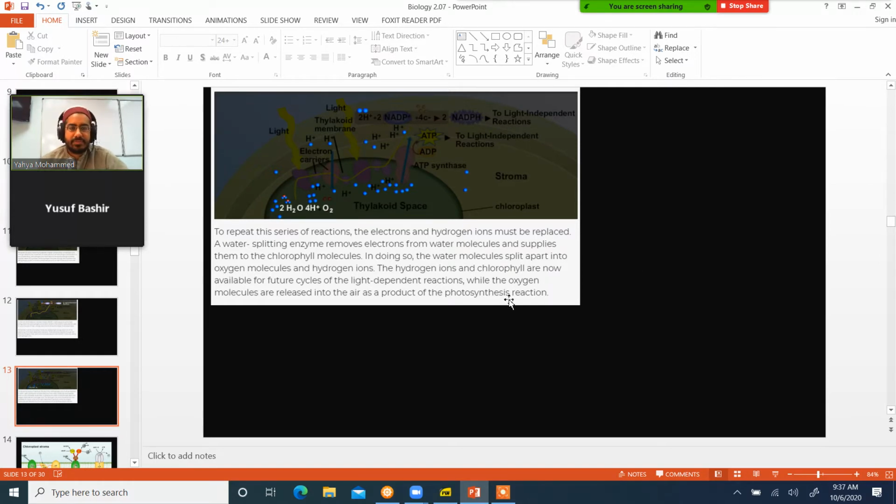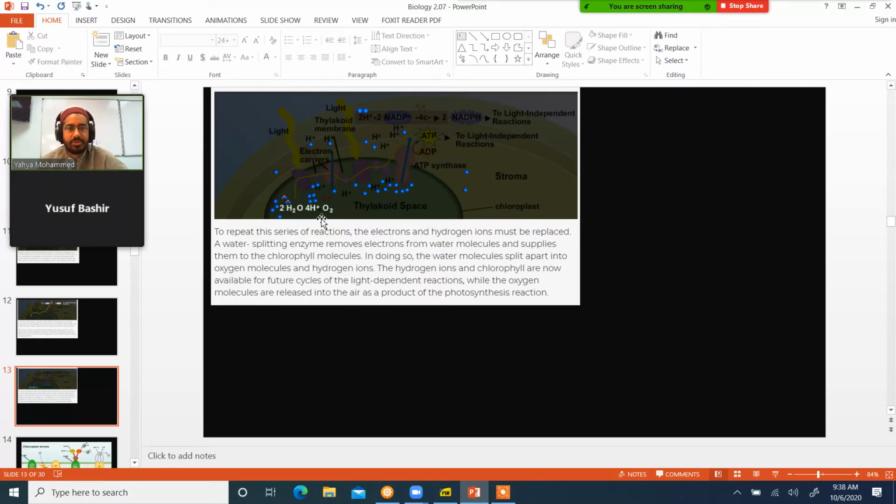What happens is, to repeat, in this case we're also going to be making oxygen over here. So in the last step, oxygen is going to be produced. But the main goal of this first step, the light dependent reaction, is to create energy. It's to produce a little bit of ATP and NADPH so that you can go later on and do some other stuff. So oxygen is basically like a byproduct.